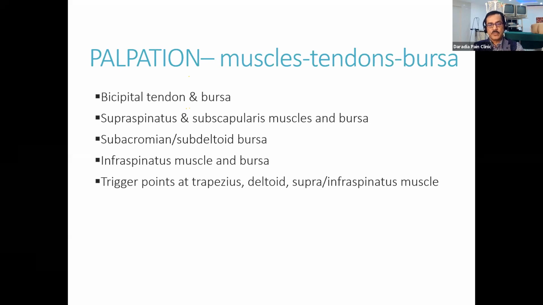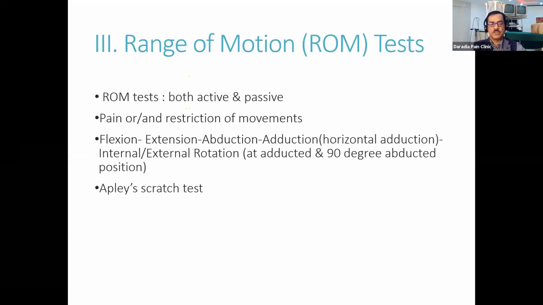Okay, so this is your inspection, then your palpation. Then comes your range of motion, and very important is both active as well as passive. You should be asking the patient to move it, and you should be helping. Sometimes because of weakness or pain, the patient may not be able to have the full range of motion, but when you are assisting, passive movement is possible.